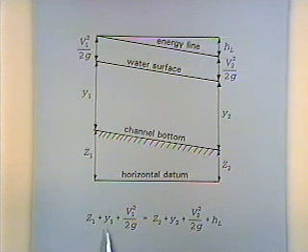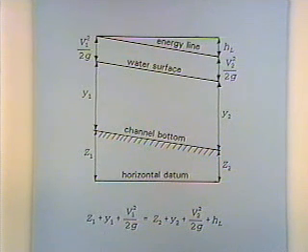The elevation head's the same. The pressure head, instead of writing P over gamma, we'll just write Y1, the flow depth. And so the elevation head plus the flow depth plus the velocity head at an upstream section is equal to the elevation head plus flow depth plus velocity head downstream plus the head loss in between. And so we'll use that.